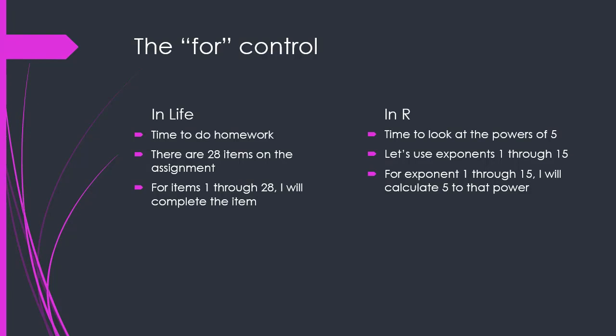Note that in both of these examples, what we're doing is we're iterating around a specified number of times. We're doing item 1, then item 2, then item 3, then item 4, until we're done with item 28, then we stop. In R, we're looking at 5 to the first, 5 to the second, 5 to the third, until we look at 5 to the 15th, and then we stop. So we're looping around, which is why this is often referred to as a for loop. Let's take a look.